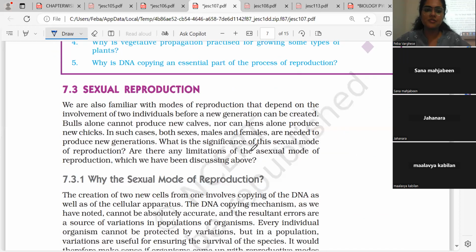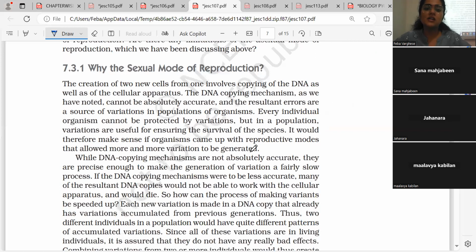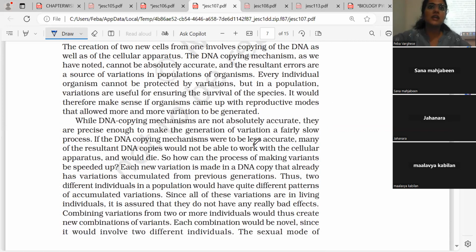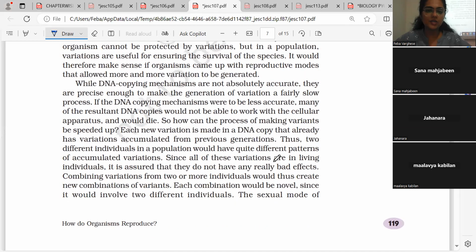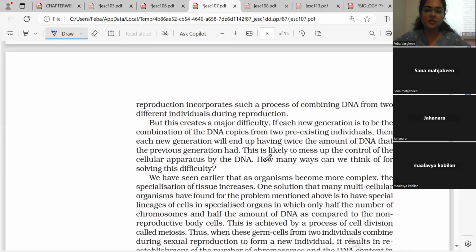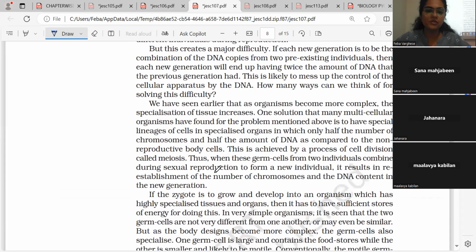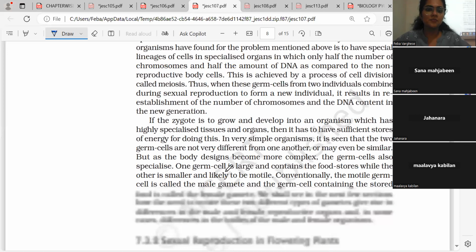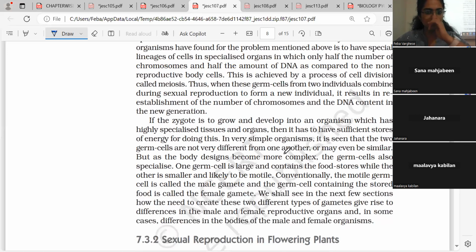And it's asexual reproduction. Now, what about sexual reproduction? Why is the sexual mode of reproduction happening? So as to create more variations, more fit individuals can be generated by the process of sexual reproduction. The DNA copying mechanism is not absolutely accurate. That is also going to create variations. And also you're combining the genetic material of two different individuals. That's also going to create variations.